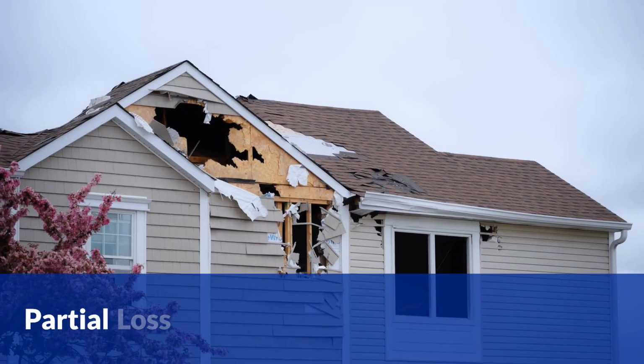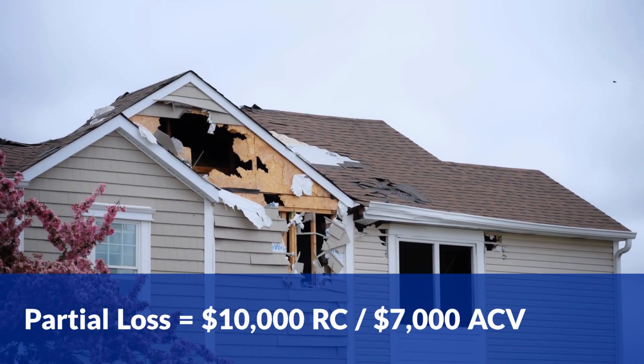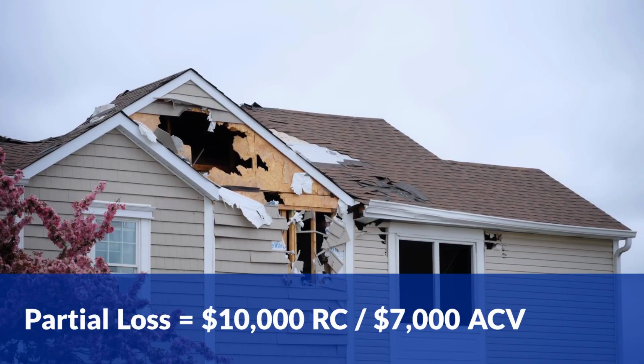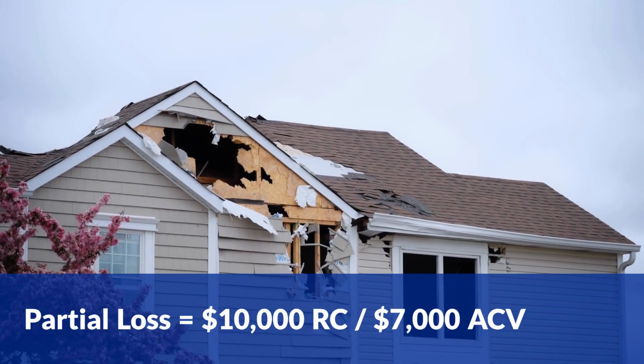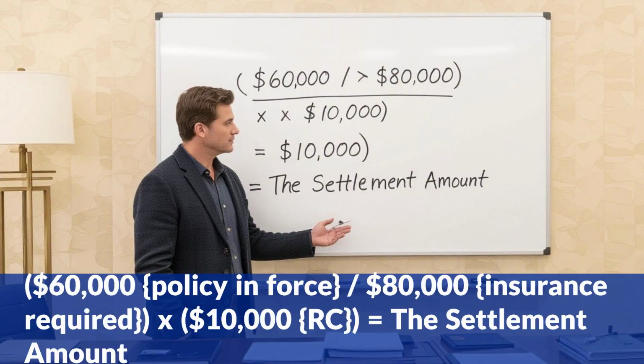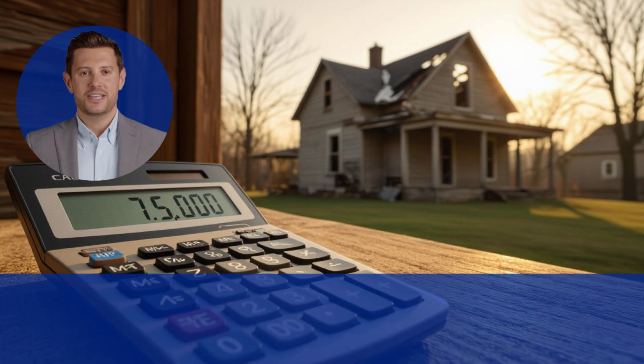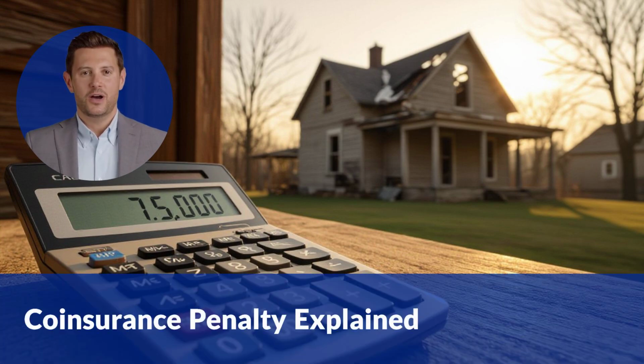Per the scenario, the property suffers a covered loss with an RC of $10,000 and an actual cash value of $7,000. Let's take all of those key factors and put them into the formula. $60,000 policy in force divided by $80,000 insurance required equals 0.75. You'll take 0.75 times $10,000 RC to figure out the settlement amount. The answer is $7,500 because the policyholder is underinsured by 25%.